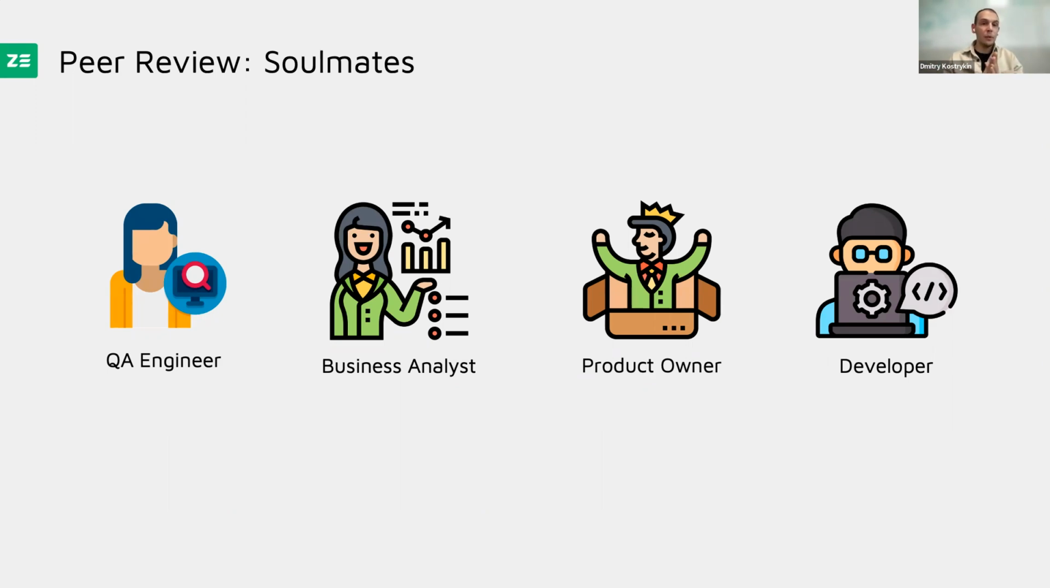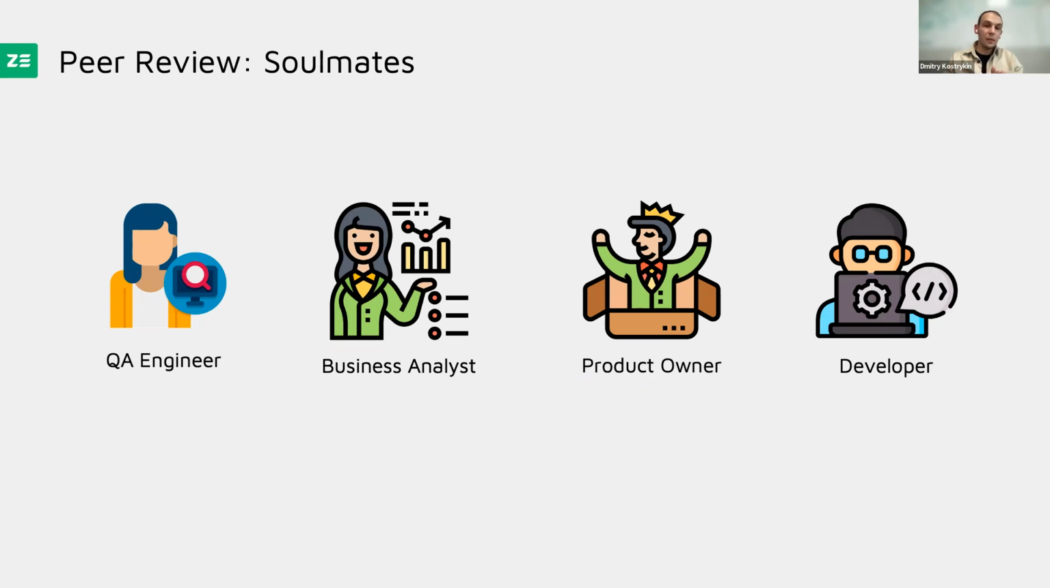Another person who can do peer review is business analyst or functional analyst. So this person, I suppose, will be focused on reviewing whether your QA documentation is covering all the functional flows, all the scenarios, and whether it covers all the acceptance criteria which he has specified in his user story.